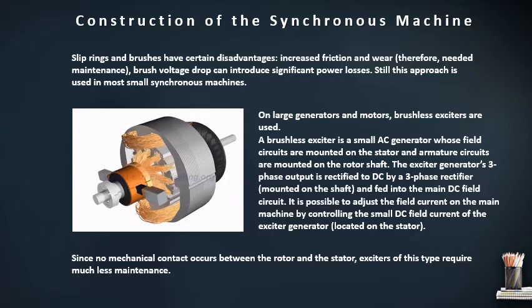On large generators and motors, brushless excitation is used. A brushless exciter is a small AC generator whose field circuit is mounted on the stator and armature circuit is mounted on the rotor shaft. The exciter generator's 3-phase output is rectified to DC by a 3-phase rectifier and fed into the main DC field circuit. It is possible to adjust the field current on the main machine by controlling the small DC field current of the exciter generator.